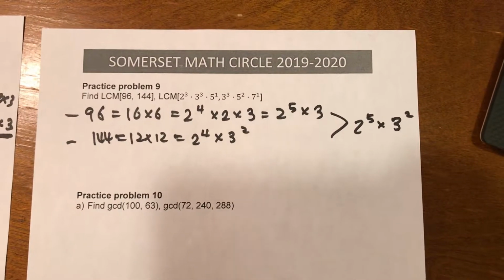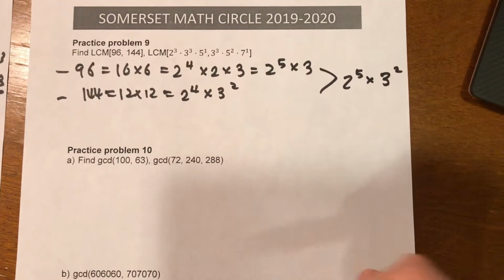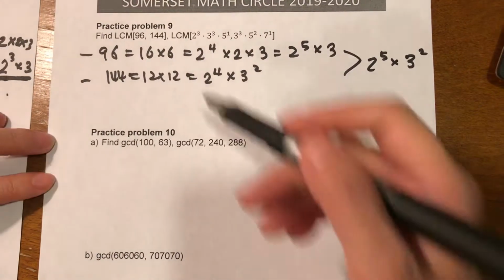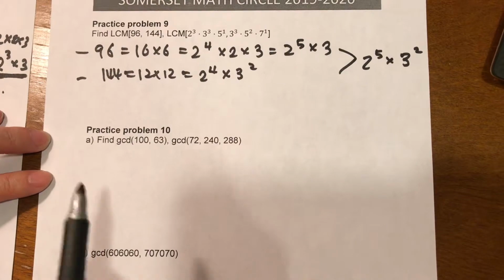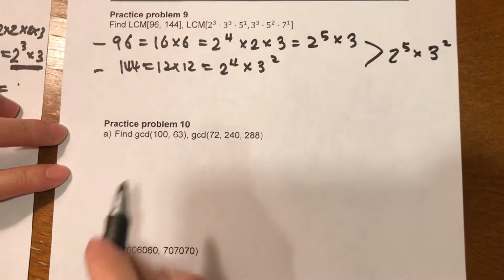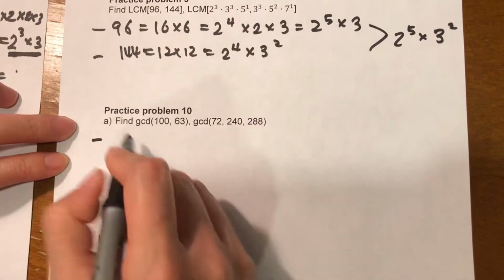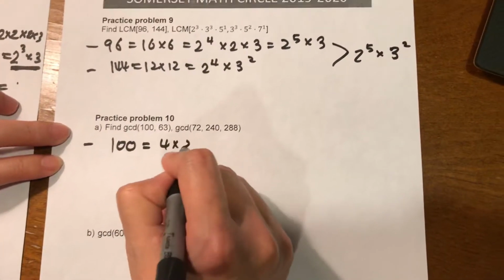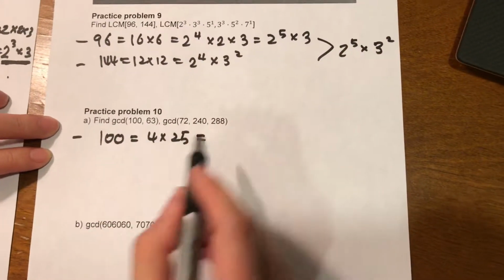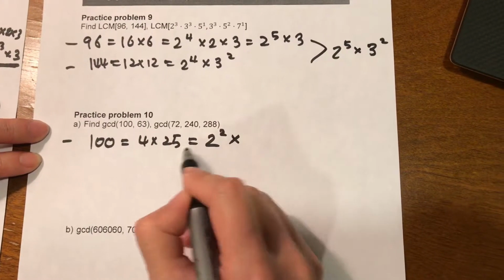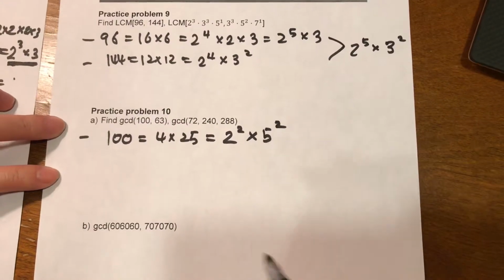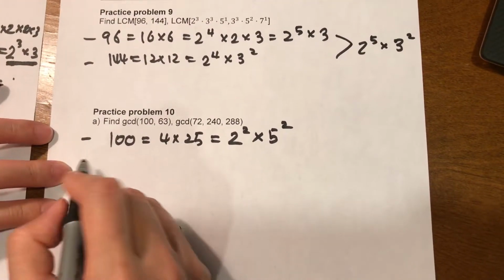Practice problem 10. A and B are both to find the greatest common divisor. Again, like what we do for LCM, we first decompose both numbers into prime factorization. 100 equals 4 multiplied by 25. 4 is 2 to the power of 2. 25 is 5 to the power of 2. So now it is all in prime numbers.